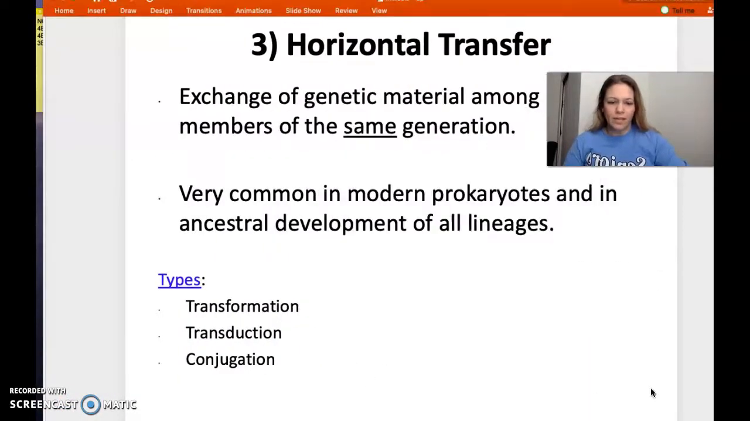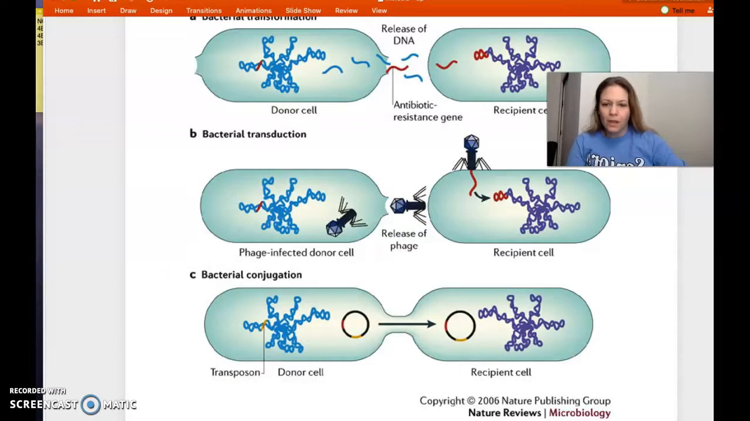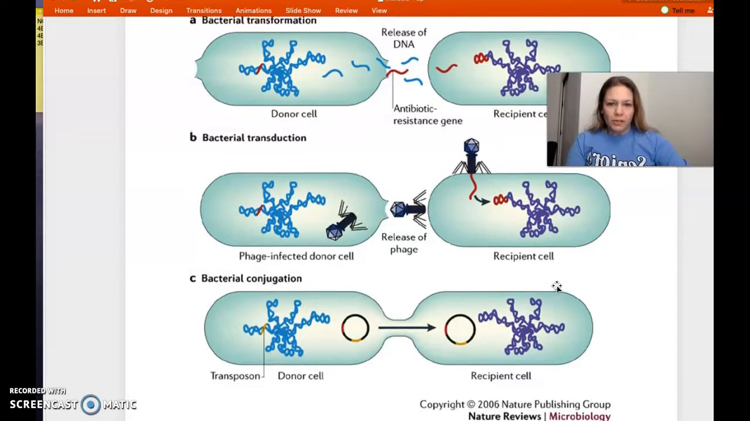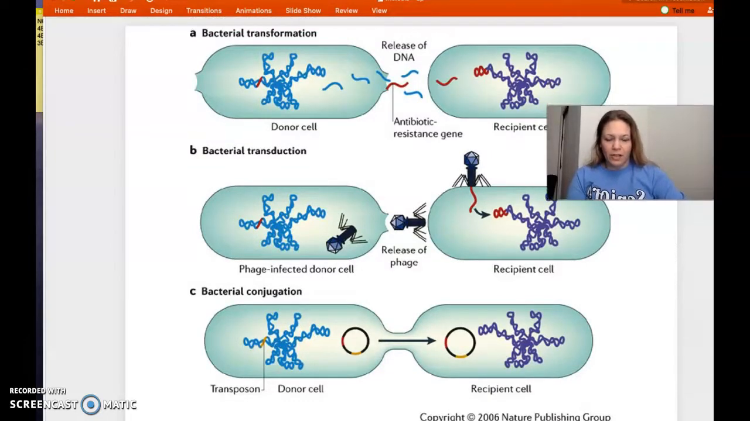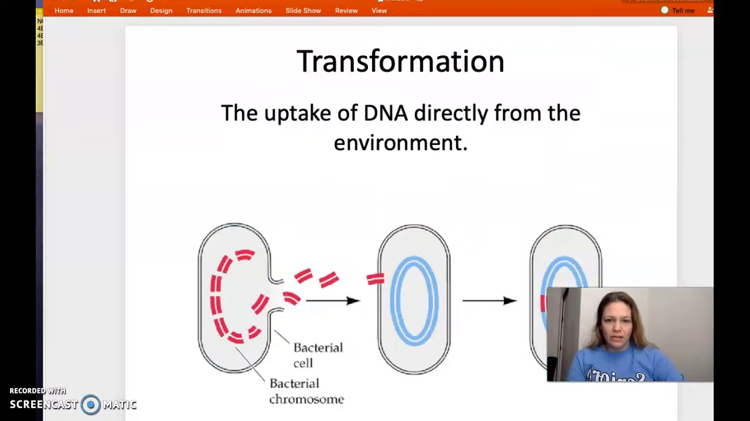Okay, so that's horizontal transfer overall. Let's look at the different kinds of horizontal transfer. So first, here's an overview. If you want to pause that and take a look at the different kinds, you can. Otherwise, let's look at them specifically.